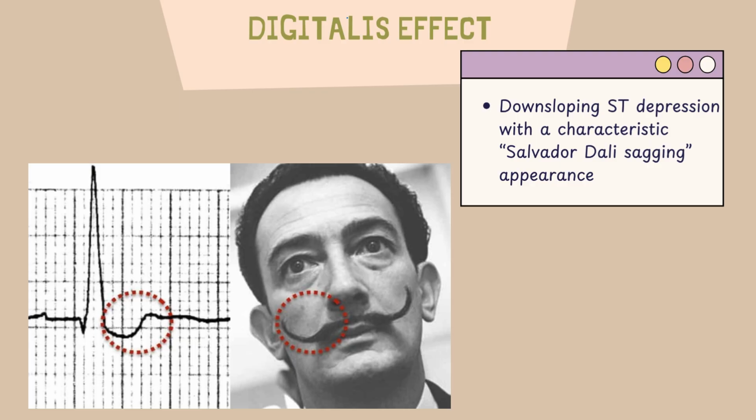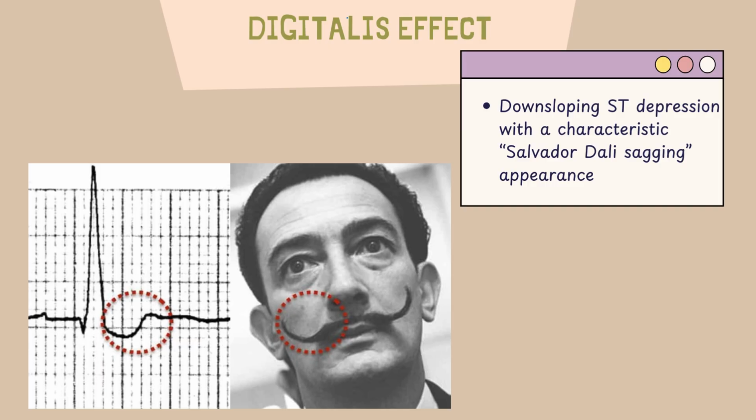Lastly, we have the digitalis effect. So if our patient is on digoxin, we might spot a very distinct EKG change. The ST segment takes a scooped appearance, and it's often called a Salvador Dalí mustache, as you can see here. This isn't a sign of ischemia. It's actually a known effect of the drug and reflects how digoxin alters calcium handling and repolarization in the heart.